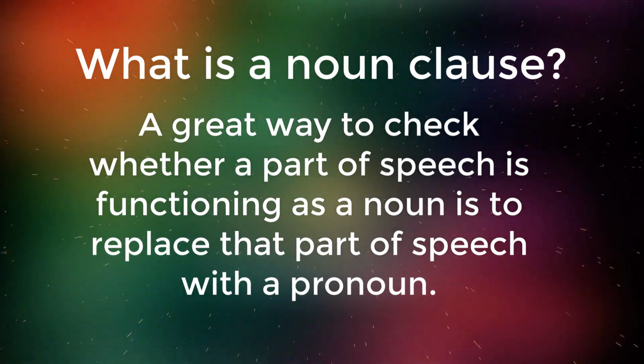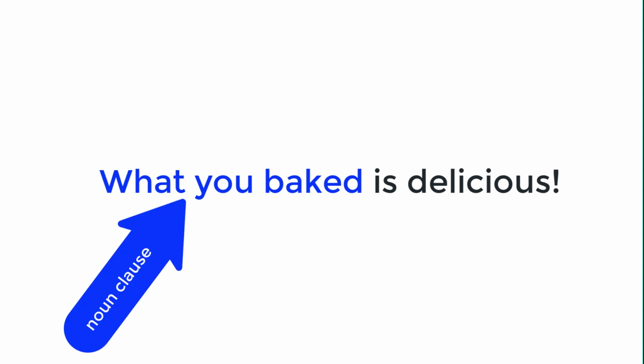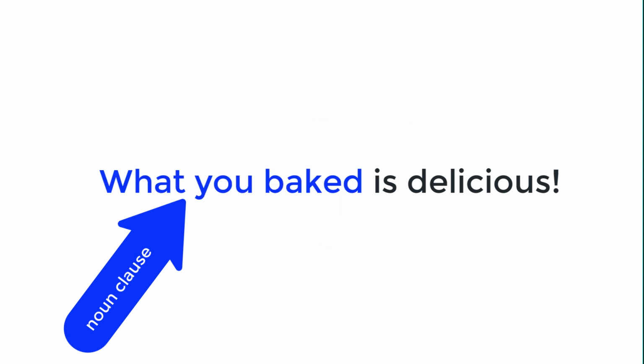Let's look at this example. What you baked is delicious. In this example, what you baked is a noun clause. It's actually the subject of the sentence, but if we could replace it with a pronoun, let's use it. It is delicious. The sentence still makes sense. This proves that the noun clause, what you baked, is functioning as a noun.